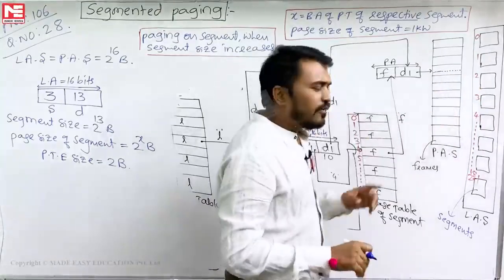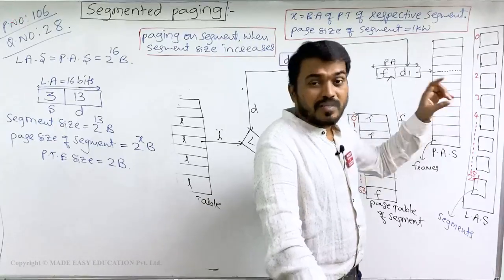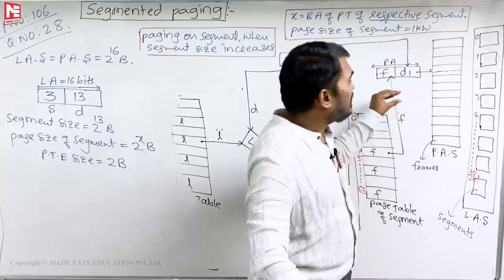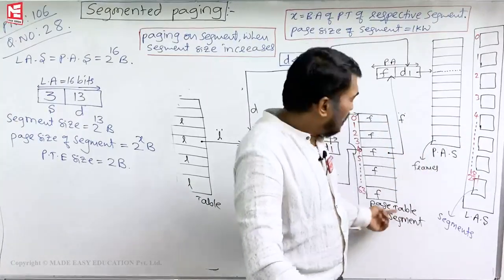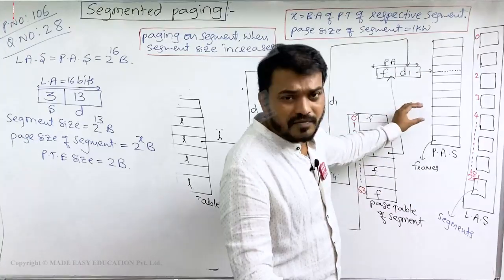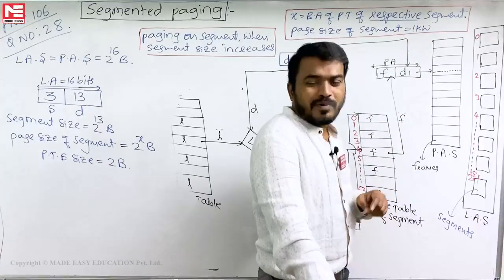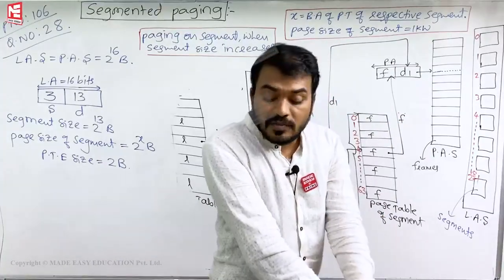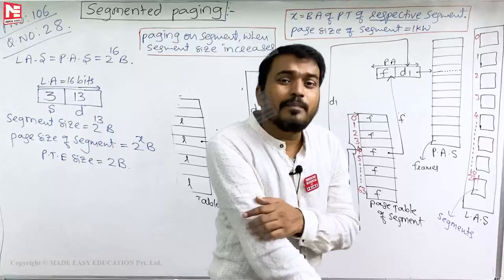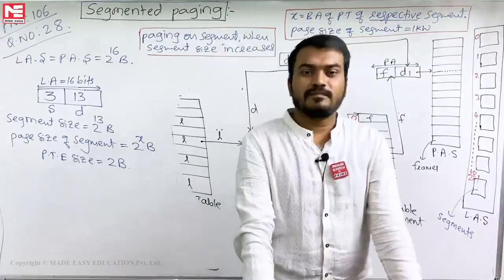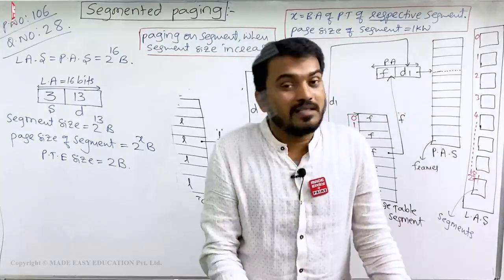Now remember, if you want to fit this entire page table exactly into one frame, then what should you ask for? The frame size. If it is trying to fit the entire page table exactly inside a frame, it should ask for the frame size, right? But what is it asking? What should be the page size of segment. It is asking the page size of segment. Is that clear for everyone?